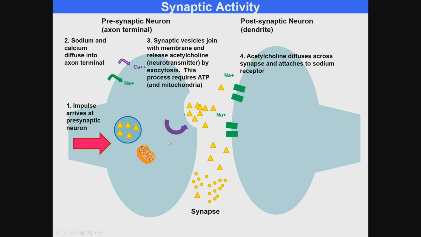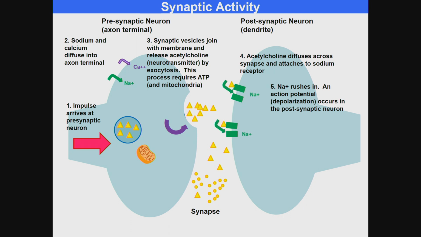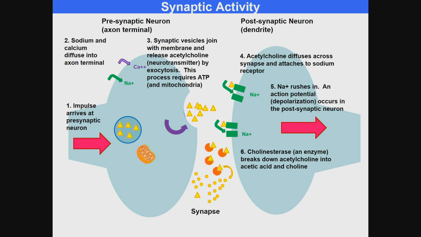Next, the acetylcholine diffuses across the synapse and attaches to sodium receptors on the postsynaptic neuron. This causes them to open, allowing sodium to rush in, creating an action potential or depolarization in the postsynaptic neuron. Now the acetylcholine has done its job, so we want to remove it from the synapse. Cholinesterase, an enzyme, breaks down acetylcholine into acetic acid and choline. This then can be reabsorbed by the presynaptic neuron.